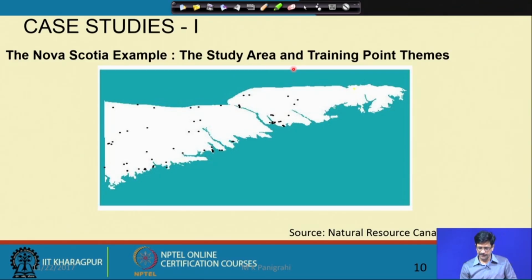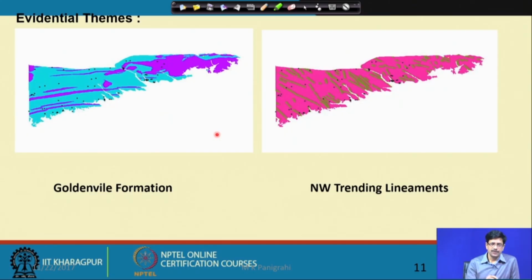So, this example has been taken from the published data of Natural Resources Canada. This is the example of a study area, and the black dots represent the locations where gold deposits are occurring. Let us see what we mean by such evidential themes, or what the evidence is that we are actually taking. In this particular study area, what is demarcated in purple color corresponds to the presence of a particular rock type. Let us say it is the Greenville formation, Golden Well formation. It could be in any geological terrain where such situations could exist.